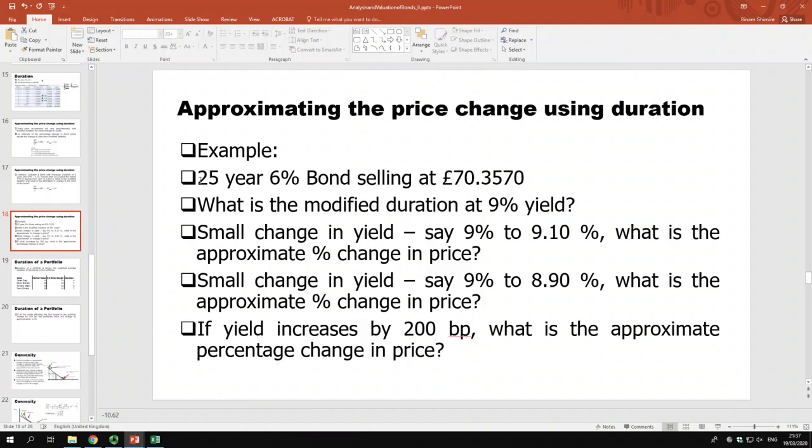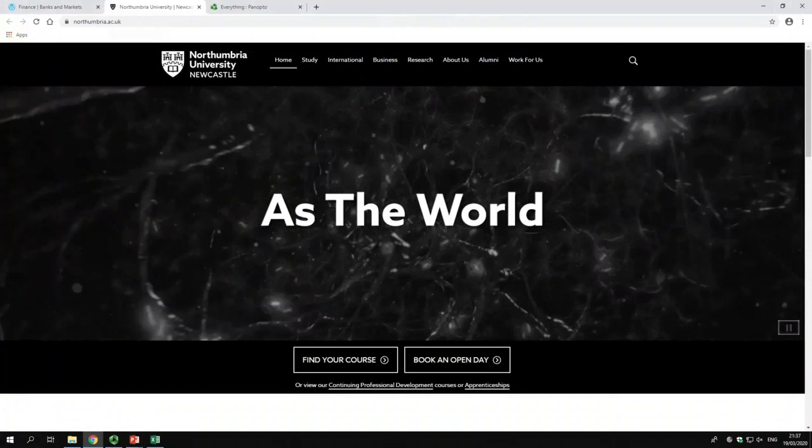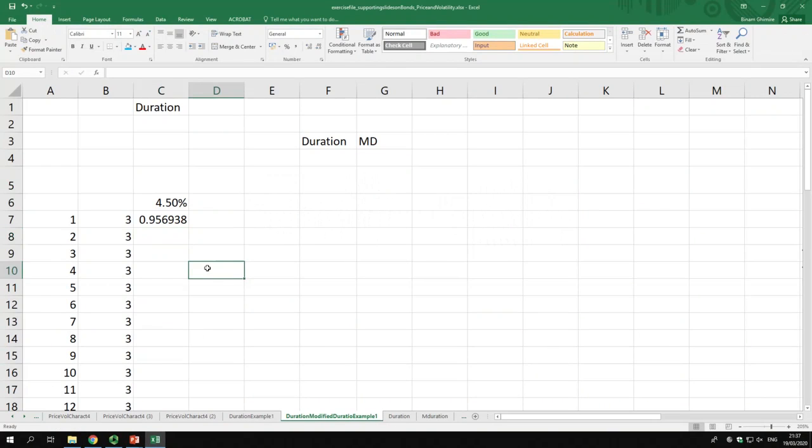So the example starts with this 25-year 6% bond selling at 70.3570, and the yield is 9%. With that in mind, I have this information, 9%, therefore 4.5, because 4.5 is half of the 9, isn't it? So the yield divided by 2. And then it says 6%, so 6% in terms of redemption value of 100 will be £6, and therefore half of the £6 will be 3, and that's £3 here.